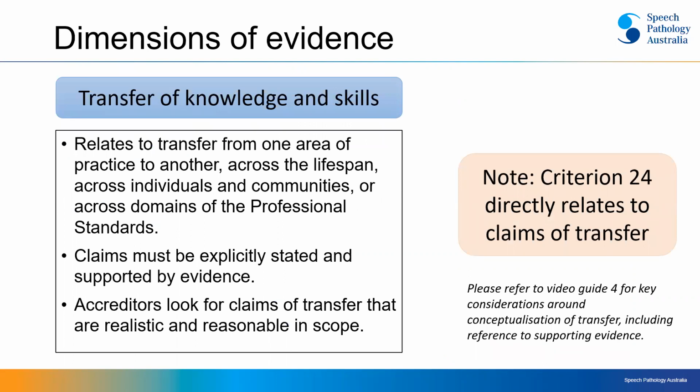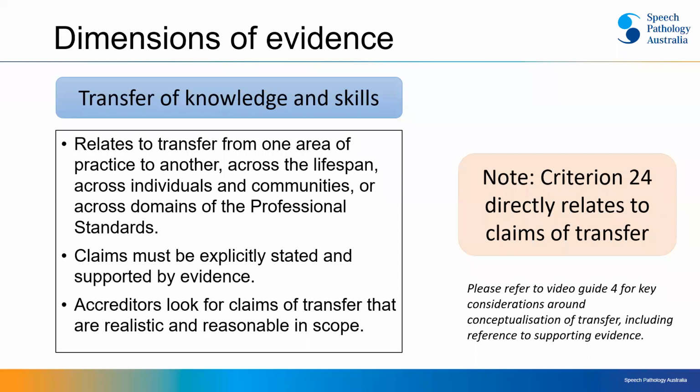Leading on from the previous example, universities can make claims of transfer of knowledge and skills relating to specific areas of practice across the lifespan, such as identified in the previous example, across individuals and communities, and also across domains of the professional standards. Criterion 24 directly relates to transfer of knowledge and skills and details evidence universities are required to provide. Accreditors understand that entry-level assessment is not possible for all areas of communication and swallowing across the lifespan. Therefore, universities rely on students transferring knowledge and skills across contexts in all areas.